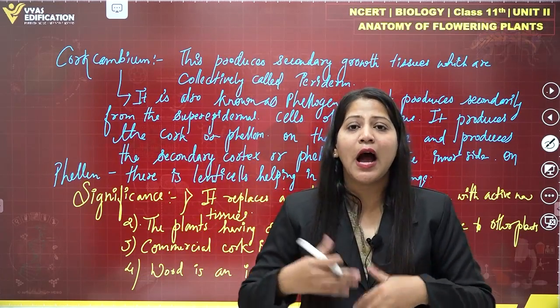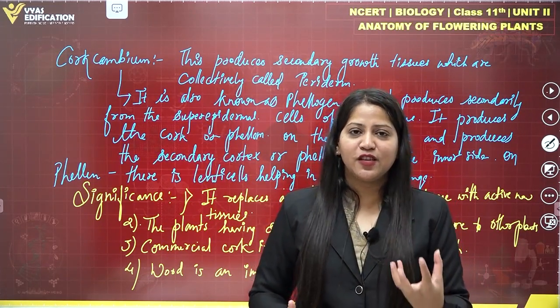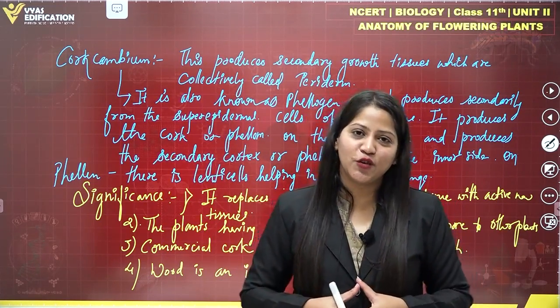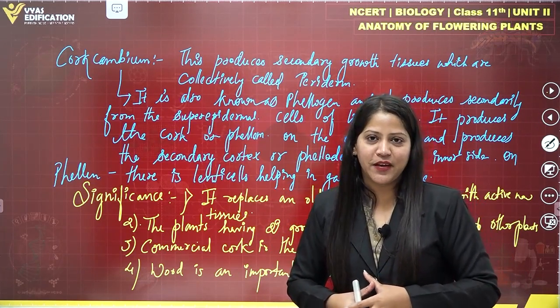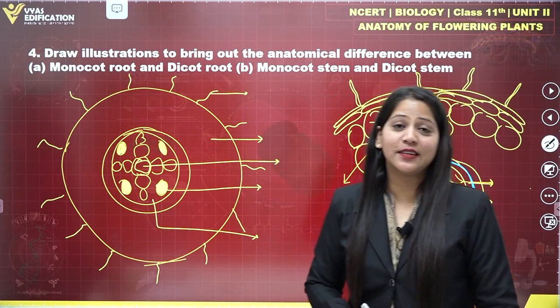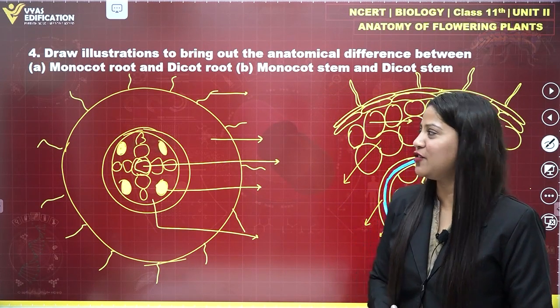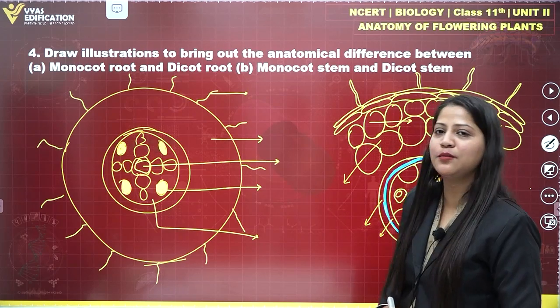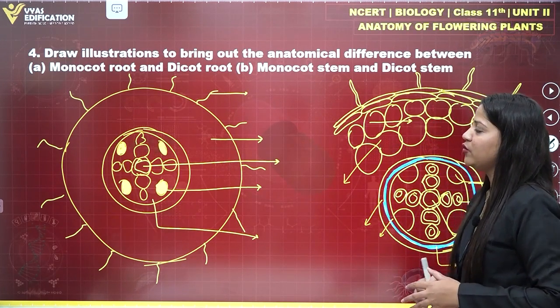So with this, we have completed the whole answer of question number 3, along with the secondary growth, how the secondary growth takes place in dicot stems of angiosperms, along with its significance. So this is the complete solution of question number 3. So now we are going to discuss the next question, that is question number 4 of this chapter, and here we have to draw some diagrams. Let's read question number 4.